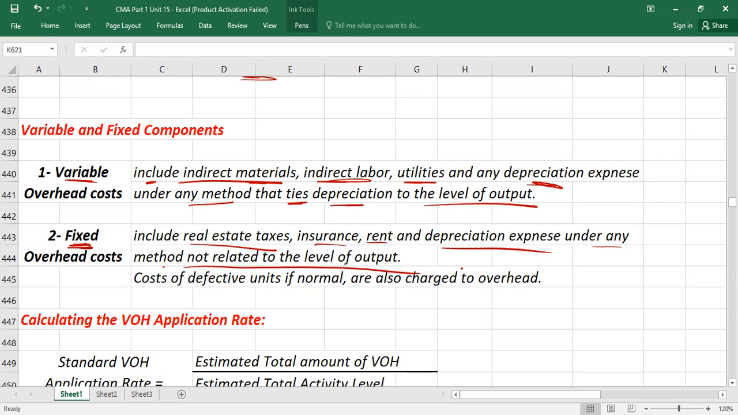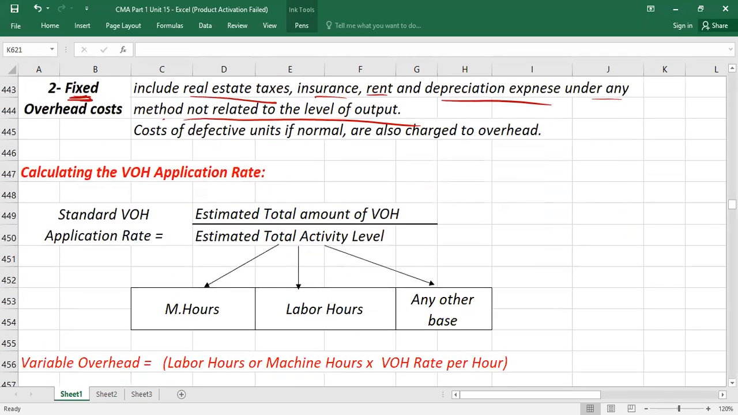The reason is it has no relation with the output. So far, don't worry, because I will tell you a lot of stories. You have to remember just keywords. Keywords are what? From overheads. In overheads, we have three costs: indirect material, indirect labor, and factory operating cost. And some of these are variable and some are fixed. Understood? Clear?